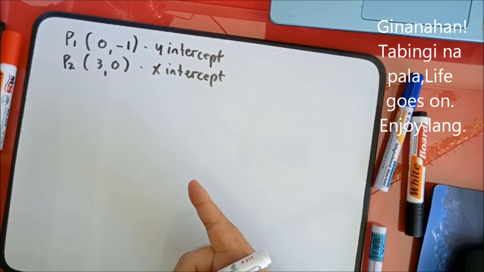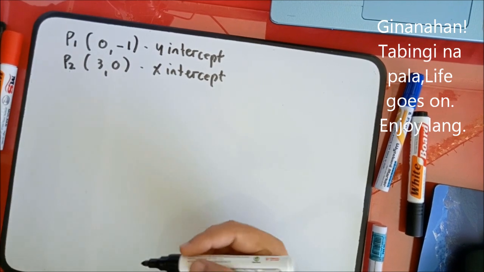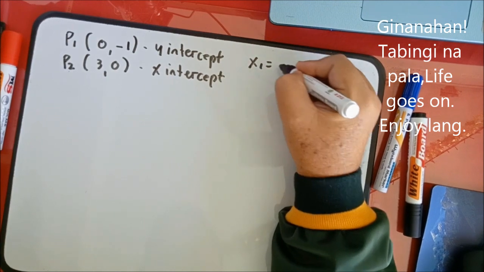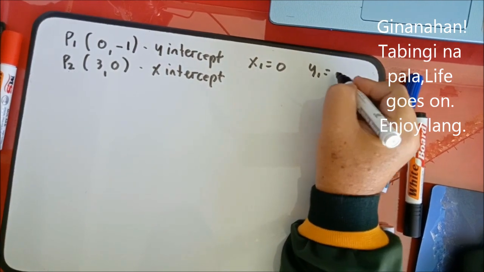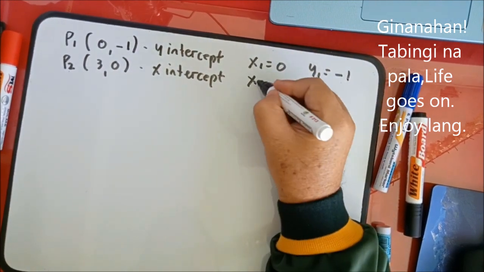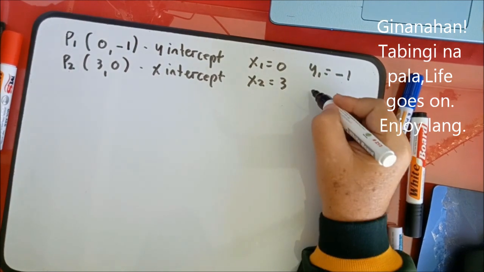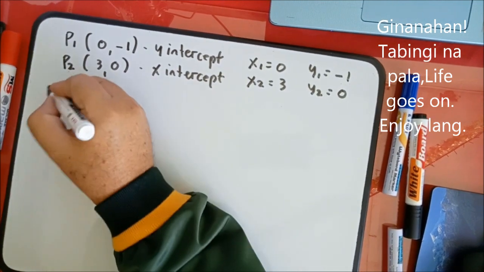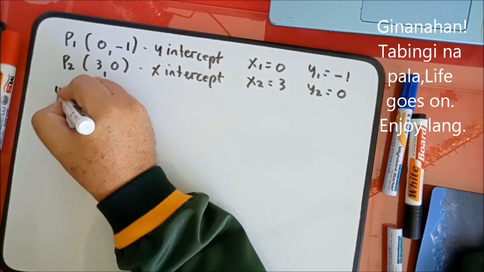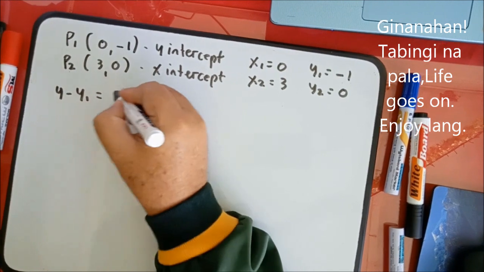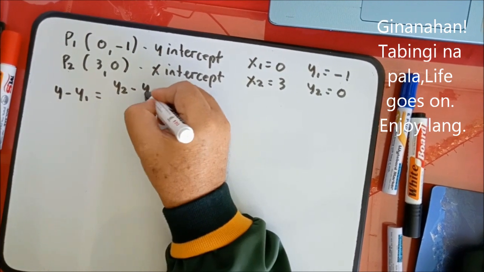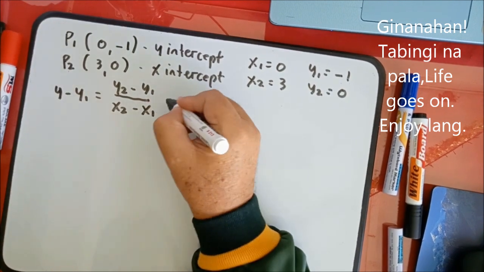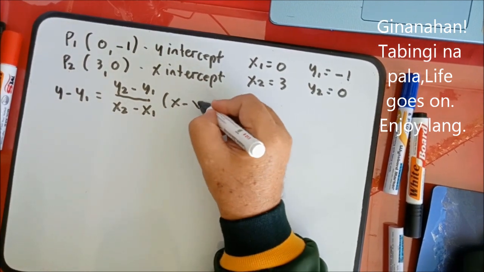Okay, hindi pa natin alam, no? Yung shortcut. Okay. Ang tendency, ang x sub 1 natin ay 0. Ang y sub 1 natin ay negative 1. Ang x sub 2 natin ay 3. Ang y sub 2 natin ay 0. Ano bang ginamit natin noon? Okay. Y minus y sub 1 is equals to y sub 2 minus y sub 1 over x sub 2 minus x sub 1 times x minus x sub 1.